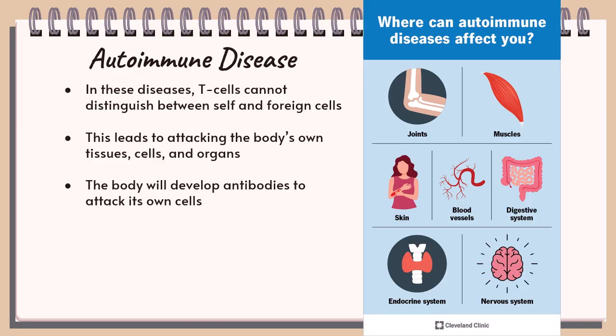And I have a picture here of where these things typically occur. You see it a lot in joints, very, very often in joints. Muscles, skin, blood vessels, digestive system, endocrine system, such as the thyroid, and the nervous system.